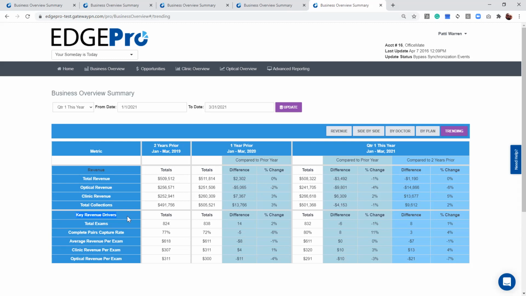We do have some of the key revenue drivers on this page also, which are our total exam counts, complete pair capture rate, and here's our average revenue per exam. We can see it in the clinic and in the optical. So we have lots of information right here on this one dashboard, and it's our trending dashboard.